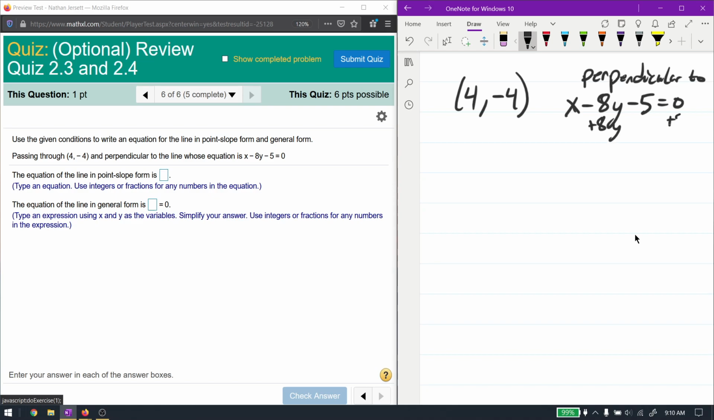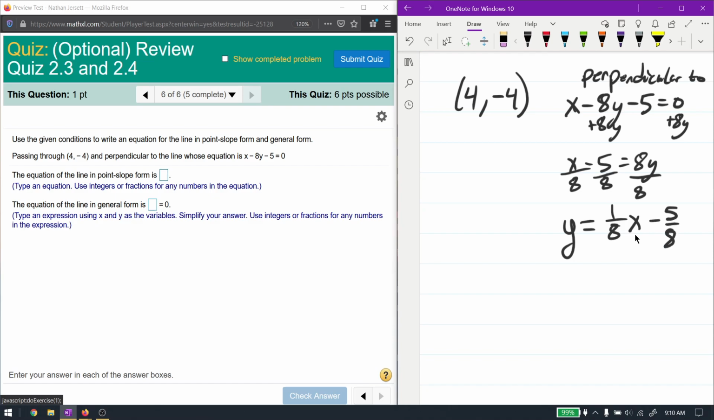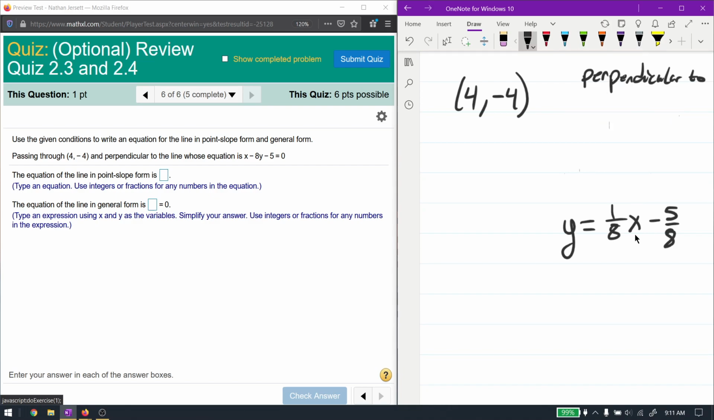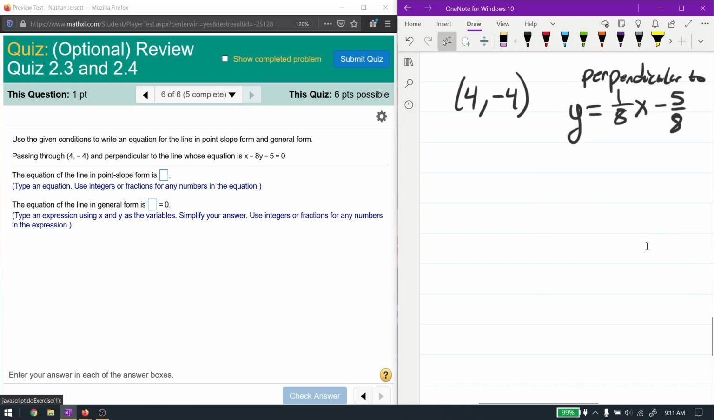Plus 8y I should say, and divide by 8. This is the same thing as y equal to 1/8 x minus 5/8. I'm going to get rid of this information because none of that's going to be useful. This equation, however, is useful.